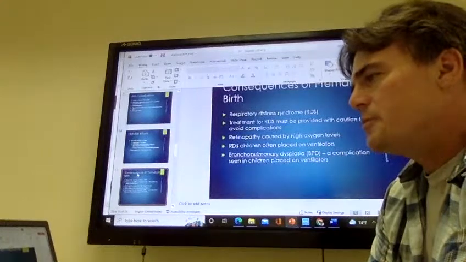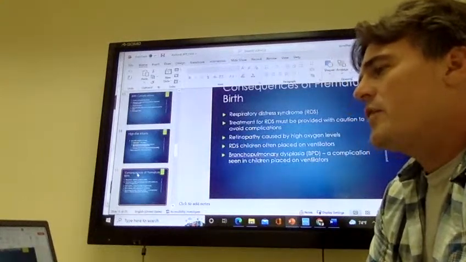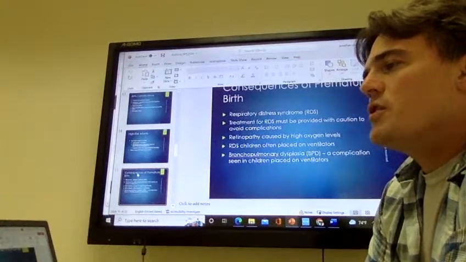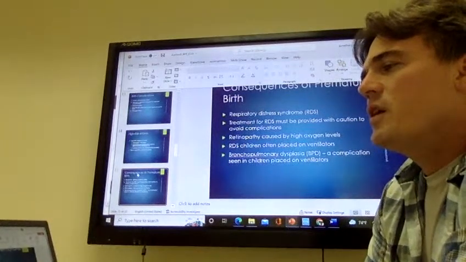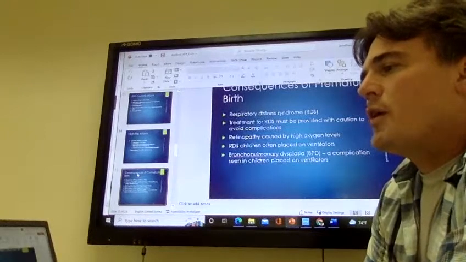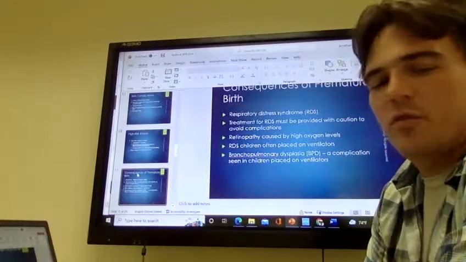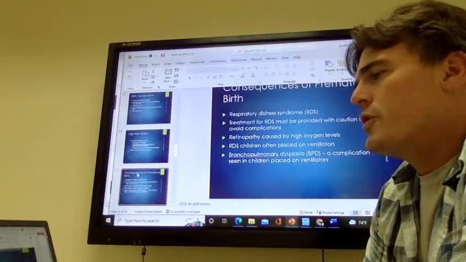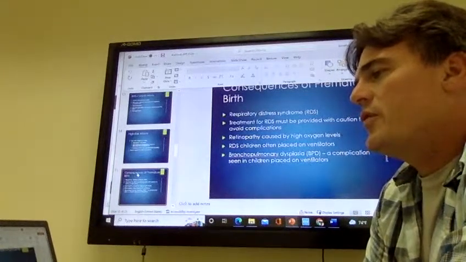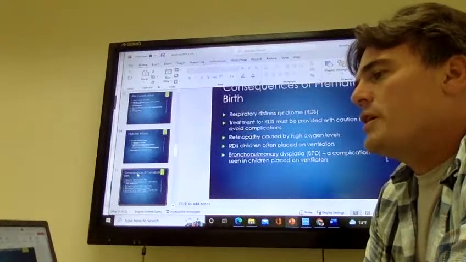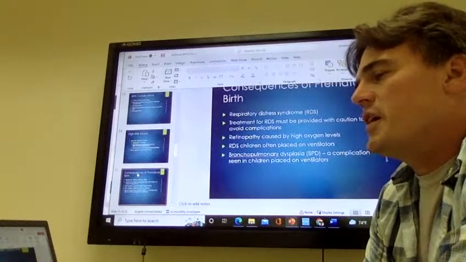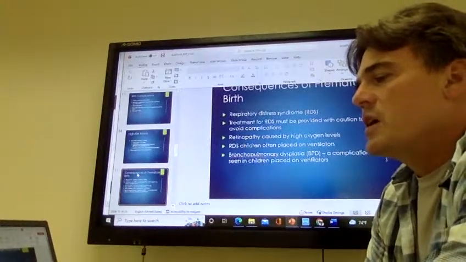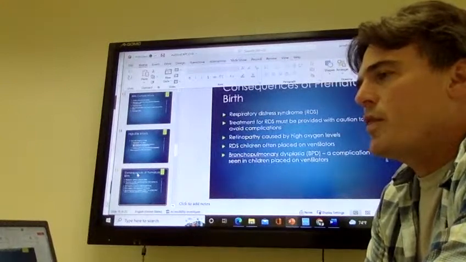Some of the consequences of a premature birth is one is respiratory distress syndrome. So that would be RDS. Treatment for RDS must be provided with caution to avoid complications. There's also retinopathy caused by high oxygen levels, so they need to have a good balance of the two. Children often placed on ventilators, and then bronchopulmonary dysplasia is BPD. It's a complication seen in children placed on ventilators. So just being cautious with the baby.